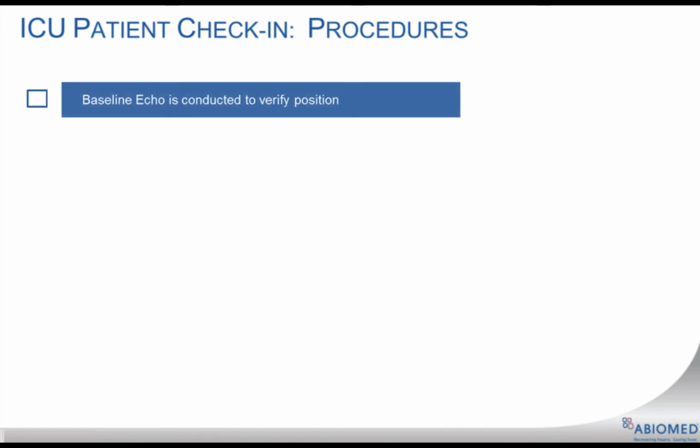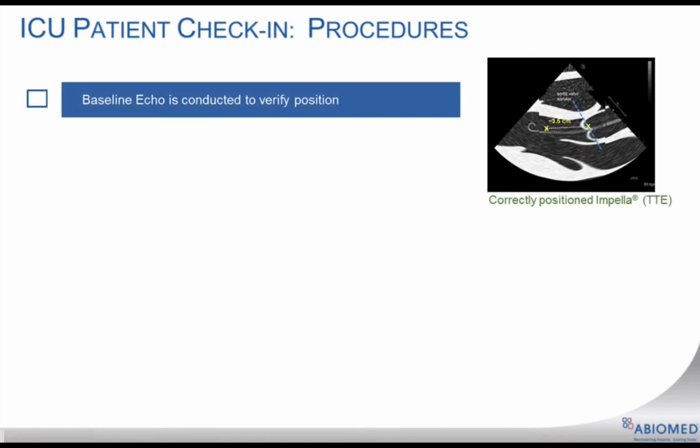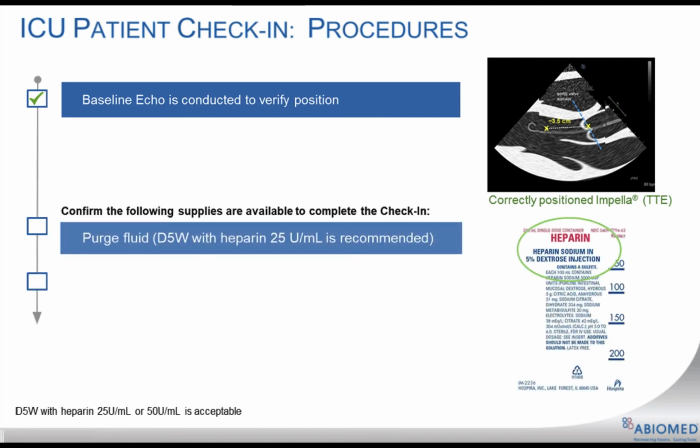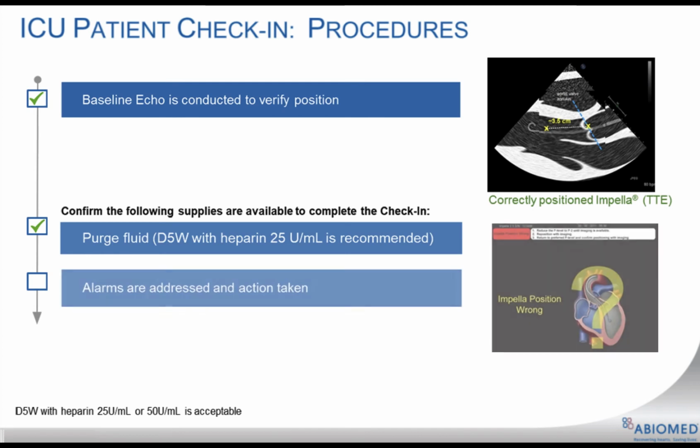A baseline echo should be ordered to verify that the inlet of the Impella catheter is 3.5 centimeters from the aortic annulus. The waveforms on the automated Impella controller may not show that the Impella is in too far right away. If dextrose 5% in water with heparin, 25 units per milliliter, is not already hanging, this should be ordered from the pharmacy. If any alarms are present, these should be addressed.